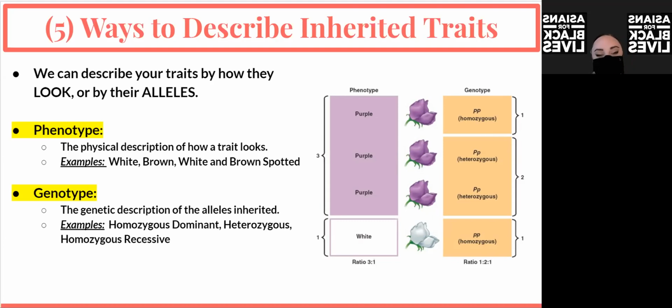If I get into detail and describe the actual variations of a gene that was inherited, I'm describing the genotype. So genotype is the genetic description for that trait. To say that an organism is homozygous dominant, heterozygous, or homozygous recessive is describing the genotype of that organism.